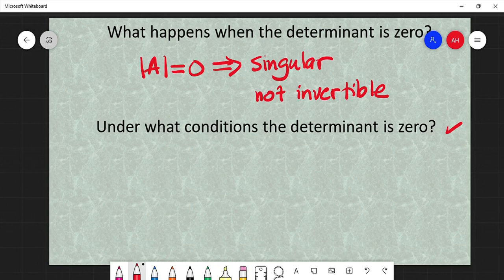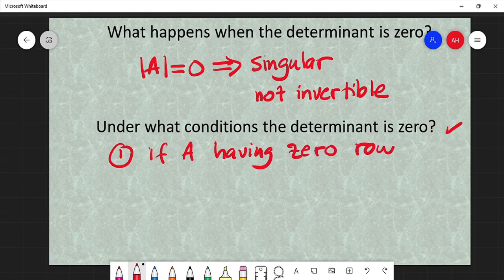Under what condition is the determinant 0? There are three conditions. Condition here means looking at the elements of the matrix. Number one, if the matrix A has a 0 row. This is the first condition. What we mean by a 0 row is that the particular row has all zeros in that row. Whenever a matrix has a 0 row, then the determinant is 0.